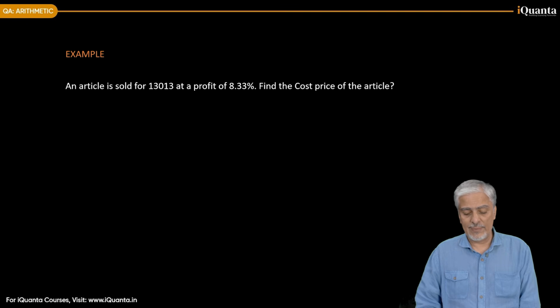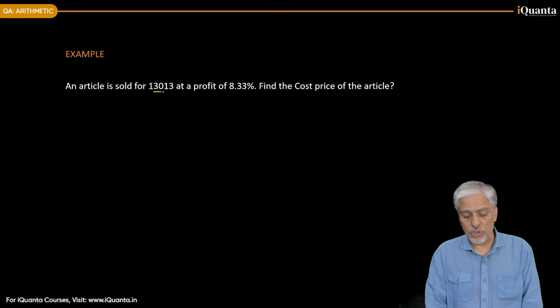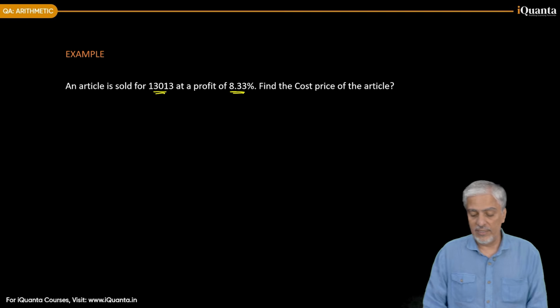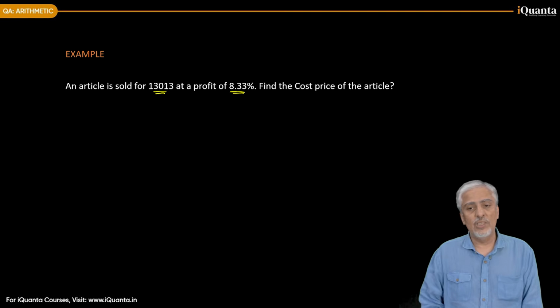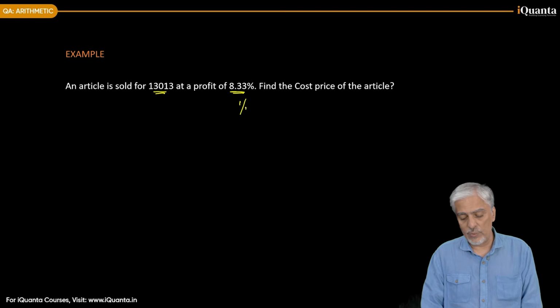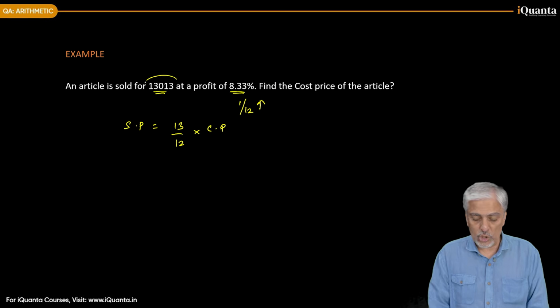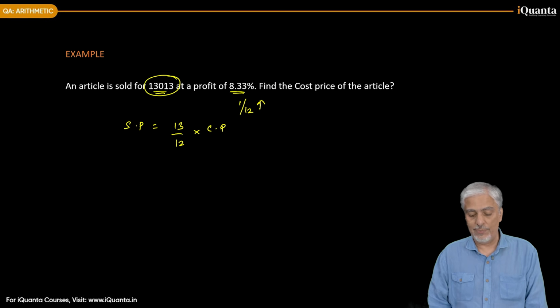Let's look at some examples. An article is sold for so much, after making a profit of 8.33%. Find the cost price of the article. So 8.33 we know is 1 by 12, and because it's profit, it's up. So I will say my selling price is 13 by 12 of the cost price. And remember, the article is sold at this. That means this is my selling price.